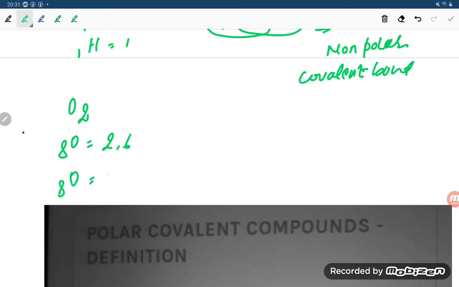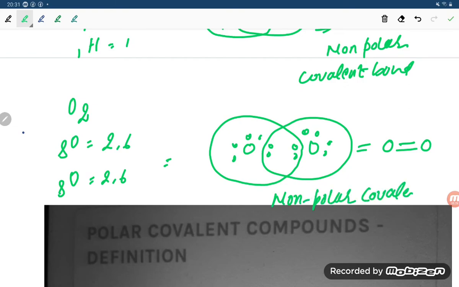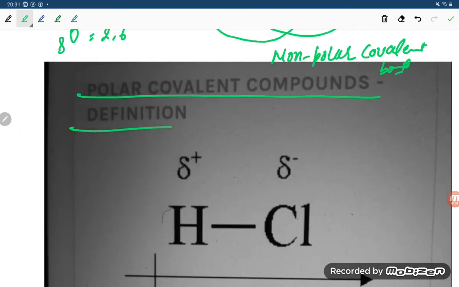Oxygen is 2, 6. Again oxygen is 2, 6. So you can have 1 2 3 4 5 6 electrons, and another oxygen with 1 2 3 4 5 6. We can draw it like that, student. You see that sharing is there, but there is equal sharing of electrons between the two oxygen atoms. There is no electronegativity difference in the oxygen, so there will be no polarity, no positive or negative. So this is the non-polar covalent bond, student. Non-polar covalent bond. Okay.